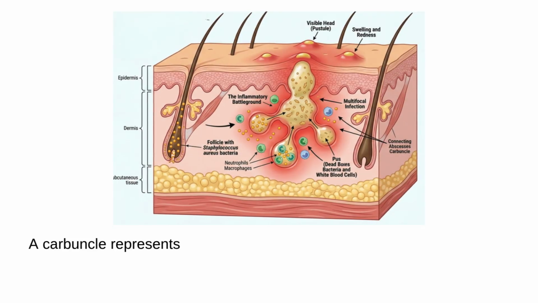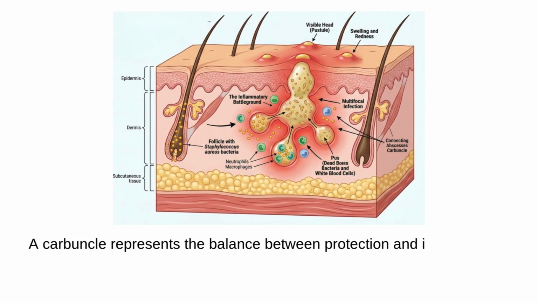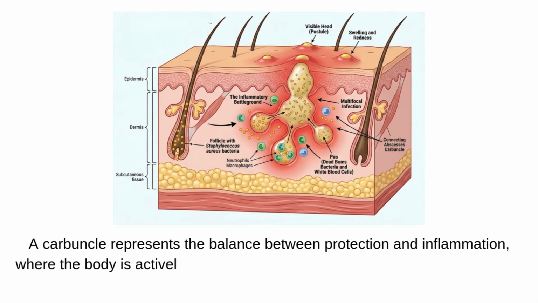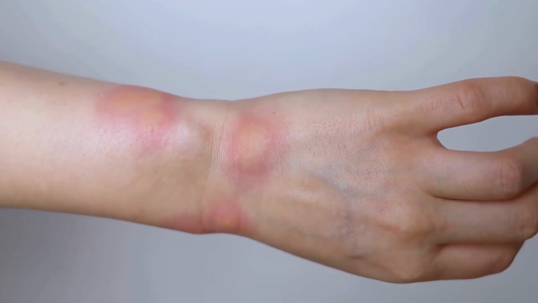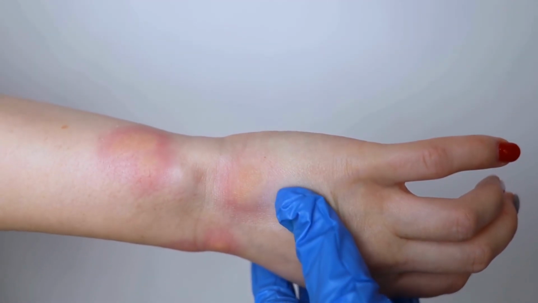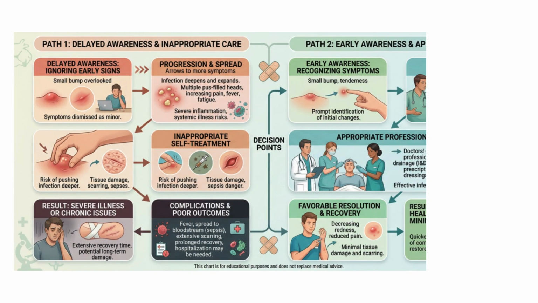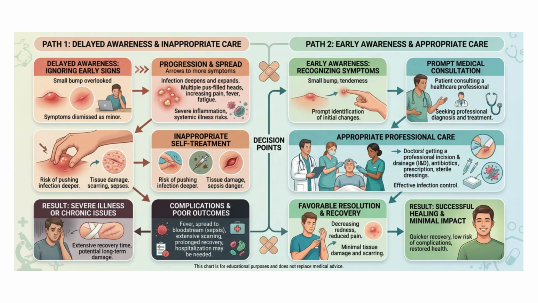At its core, a carbuncle represents the balance between protection and inflammation, where the body is actively fighting an infection while also producing the visible symptoms of that battle. And when understood properly, it becomes clear that early awareness and appropriate care are the key factors that determine how that process resolves.